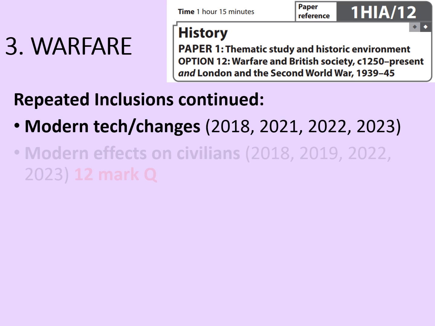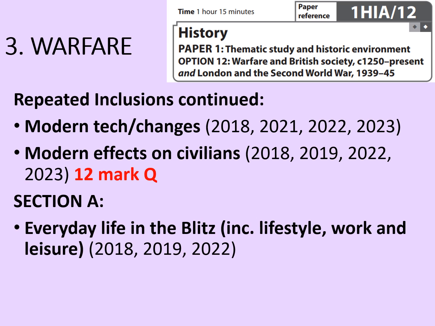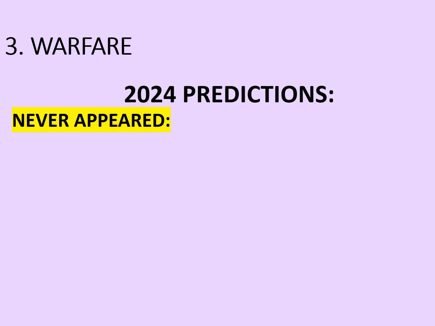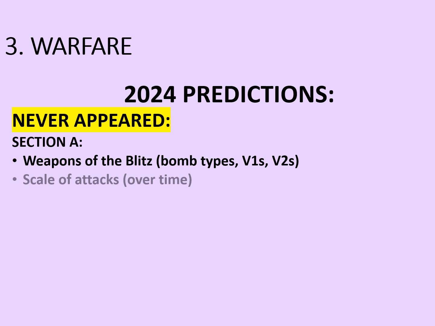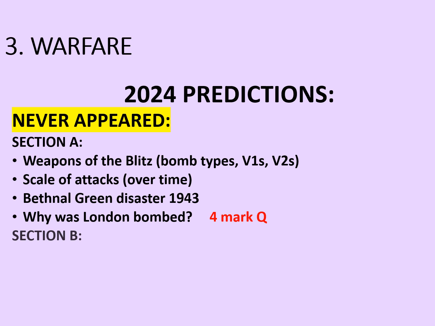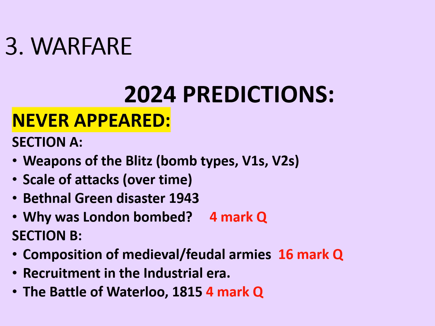Here's the continuation of the repeated inclusions predictions. And you can see again that modern effects on civilians came up for the 12-mark question, in this case in terms of the experience of warfare and attitudes. This year's warfare paper, of all the 3 papers that I've studied, is the one that included the most new topics which had never appeared in exams before. So this was hopefully quite a useful section for people.